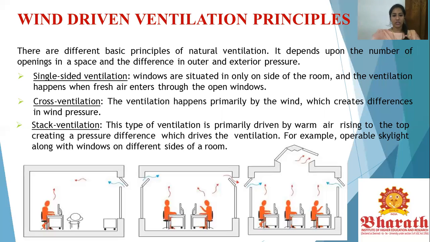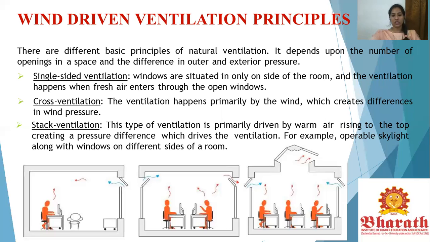In the second, cross ventilation, the ventilation happens primarily by the wind, which creates differences in wind pressures. The wind from the outside enters, picks up the warm air that is inside, and pushes it out to create space for itself. Thereby this movement and a continuous cycle happens.